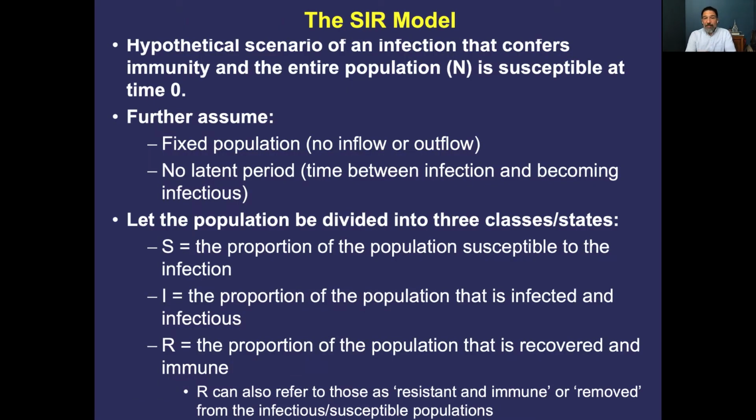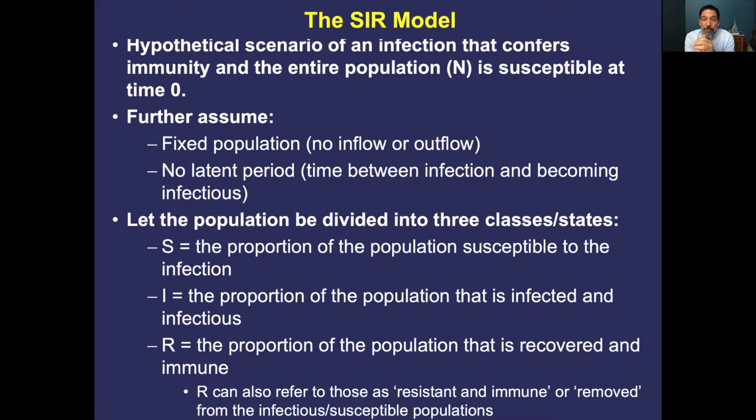The most basic mathematical model for infectious diseases is the SIR model. This model is intended to reflect a hypothetical scenario for an infection that confers immunity after someone recovers, so they're immune, and that also the entire population is susceptible at the start of the modeling process. Those are two very important aspects of the hypothetical scenario for these models.